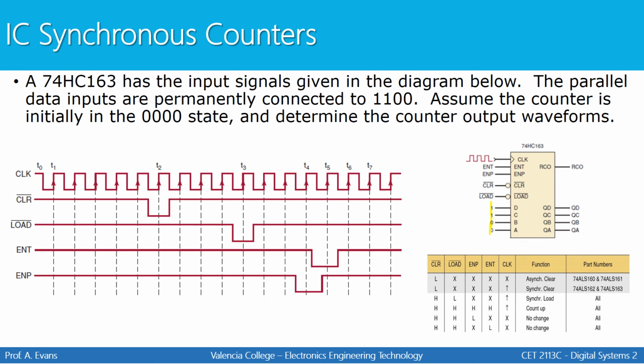So we have a lot going on here. The first thing we need to do is look at the part number we're given. Look at the function table that we're given and make sure that we know all the important information about this. One thing being, if it's a 163, it has a synchronous clear. Now we have to look at our inputs given and make sure we understand how the counter is going to work based off of these inputs.